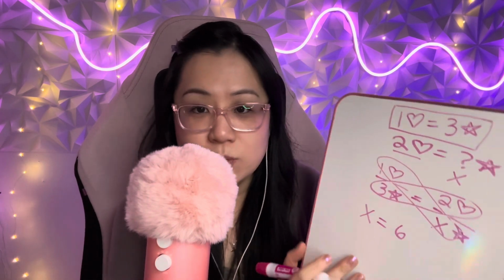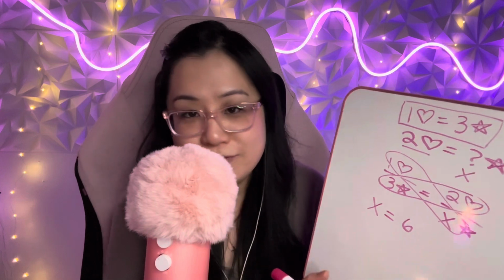So x equals 6. You don't have to worry about units here, because going this way you have heart star, and going this way you also have heart star, so they kind of cancel out. So x equals 6 as expected, because x is the number of stars. So indeed 6 stars, okay?